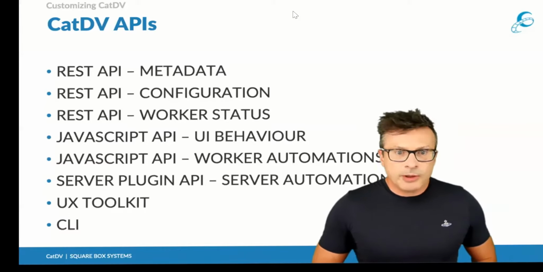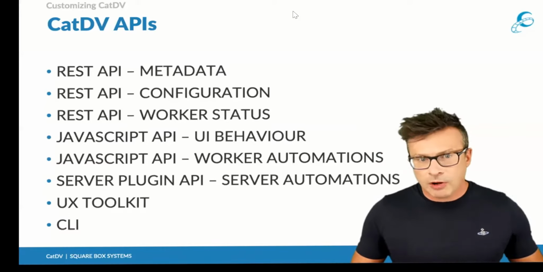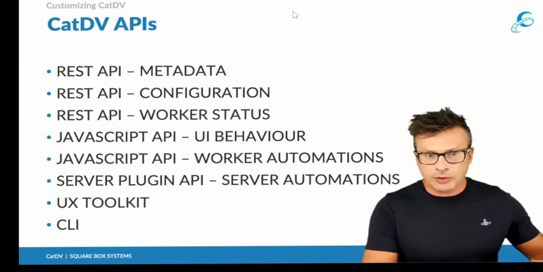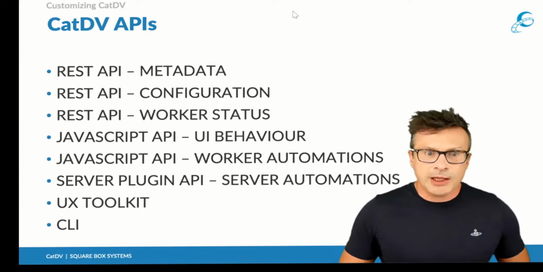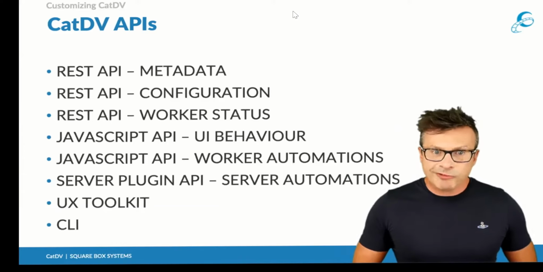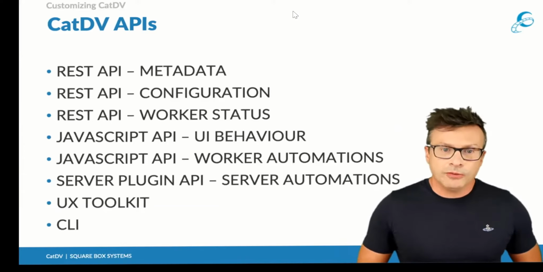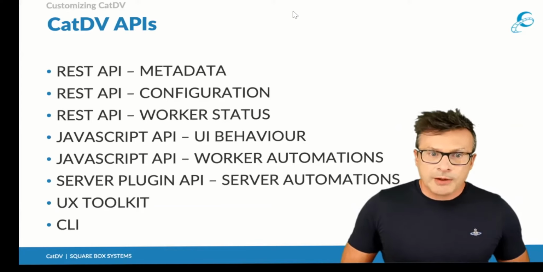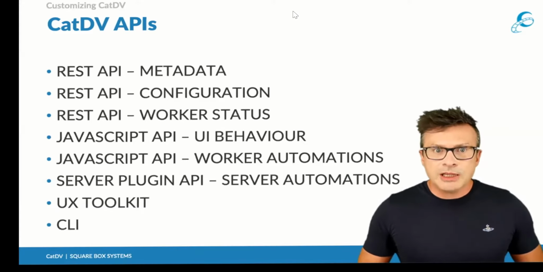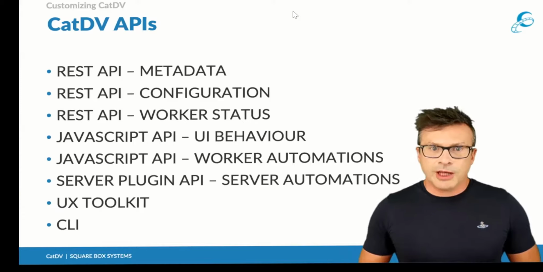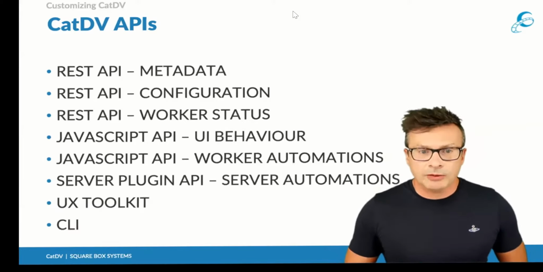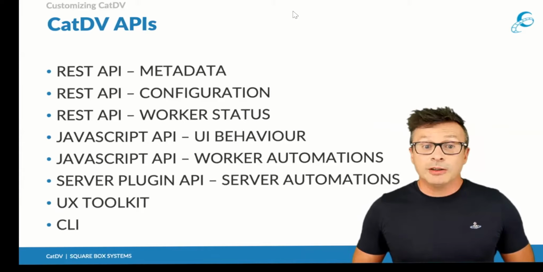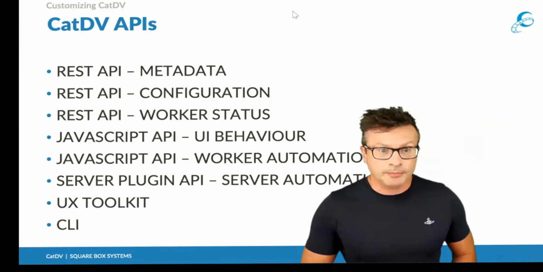Another couple that I haven't spoken about, the Server Plugin API lets us run code on the CatDV server or one of the CatDV server containers. And that enables us to run processes centrally that are kicked off elsewhere. And then the UX toolkit lets you make completely new custom user interfaces that don't look anything like the CatDVs that we release when we put out our web clients. And we'll be taking a look at some of those as well today.